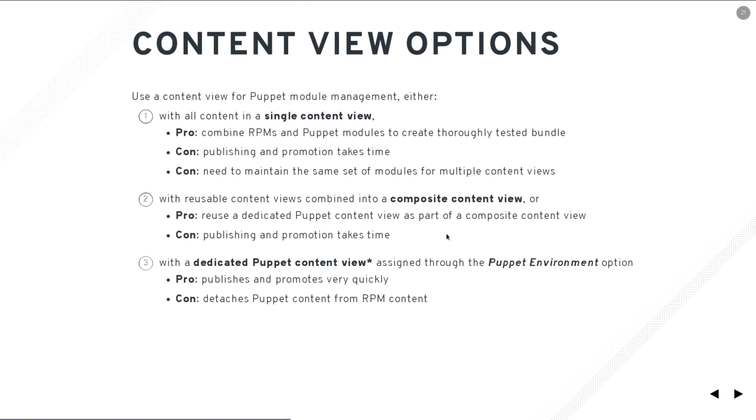But there is a little downside to this. You're now detaching RPMs from Puppet modules. So you won't have that single immutable thing anymore that you can easily move from testing to production and be sure that it won't do anything unexpected, because you haven't tested it together necessarily. That would look like this.